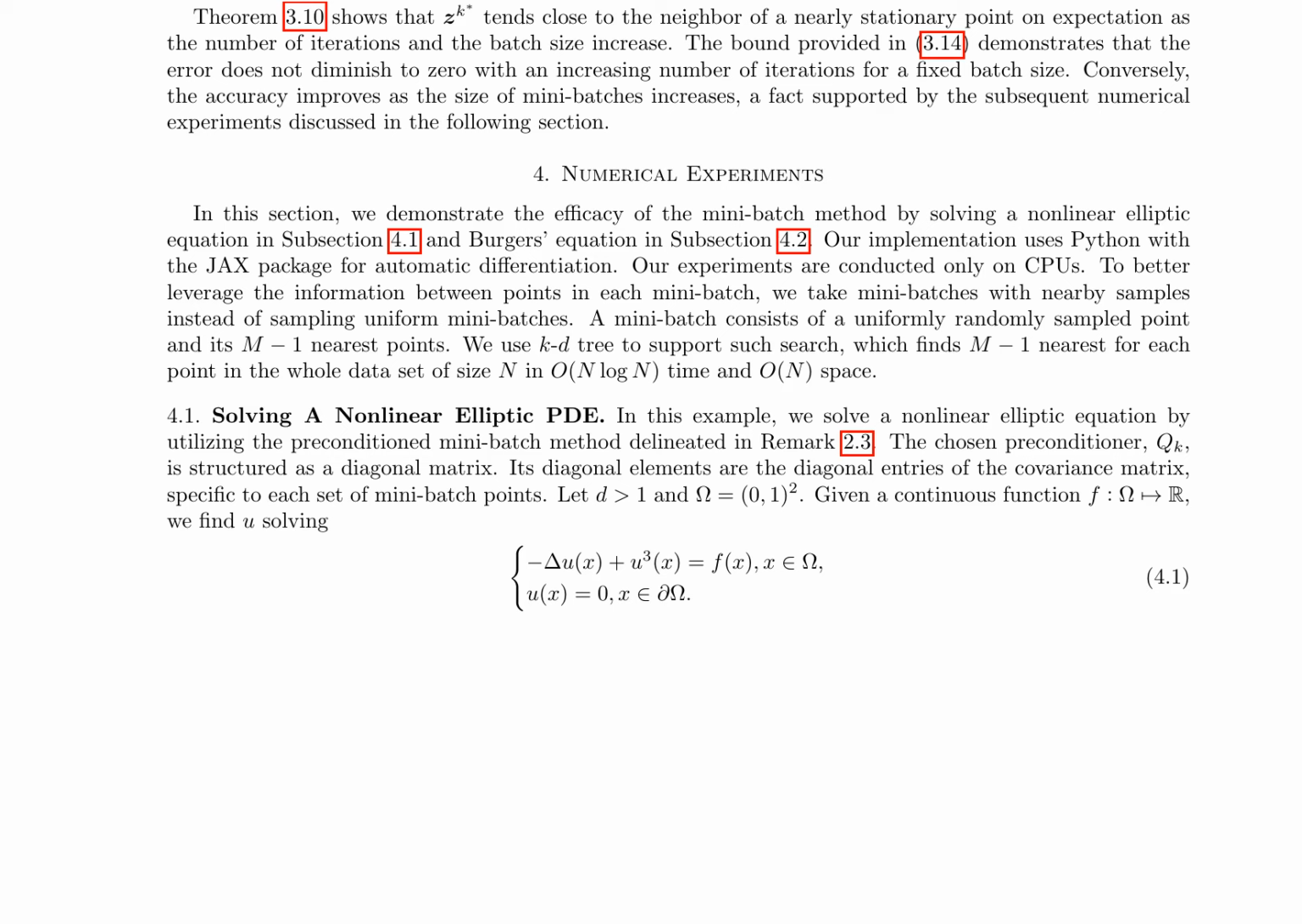of the mini-batch method. They solve a nonlinear elliptic equation and Burger's equation using Python with the JAX package for automatic differentiation. The implementation involves taking mini-batches with nearby samples, which are found using a KD tree to support the search for M1 nearest points in O(n log n) time and O(n) space. This approach allows for efficient computation and provides evidence of the method's effectiveness in real-world applications.